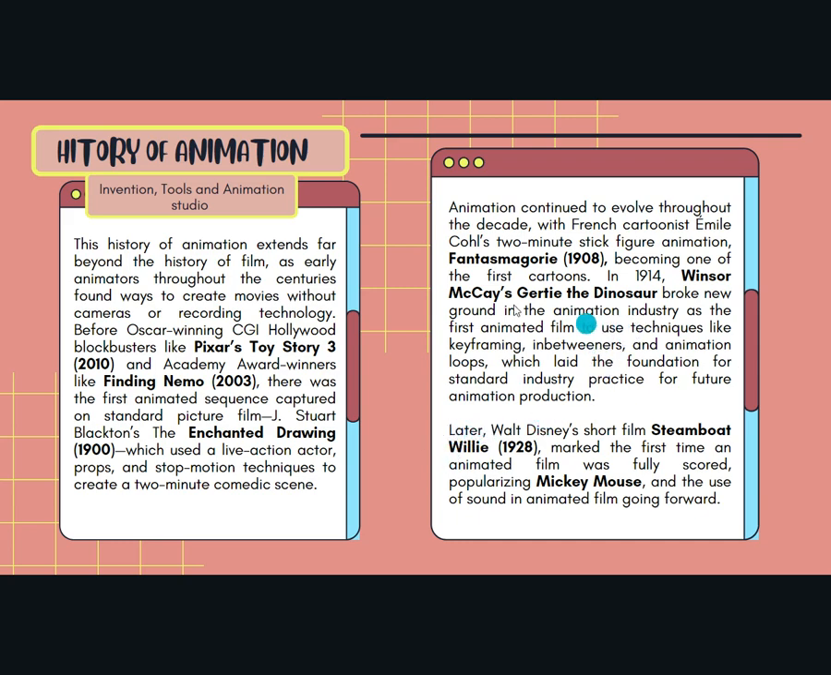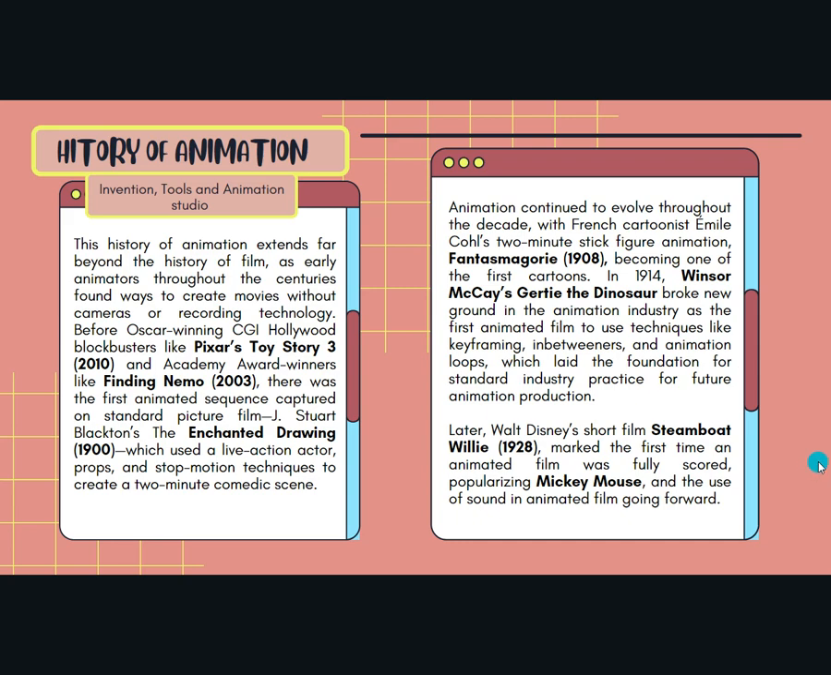Moving on, in 1914 Winsor McCay's Gertie the Dinosaur broke new ground in the animation industry as the first animated film to use techniques like keyframing, in-betweening, and animation loops, which laid the foundation for standard industry practice for further animation production. Later on, Walt Disney's short film Steamboat Willie in 1928 marked the first time an animated film was fully scored, popularizing Mickey Mouse and the use of sound in animated film going forward.